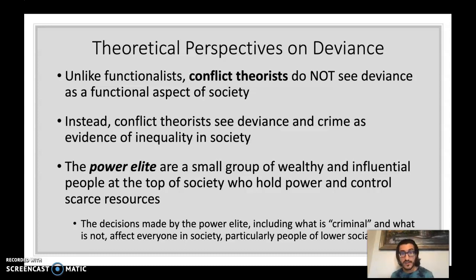So the power elite are a small group of wealthy and influential people at the top of society who hold power and control of scarce resources, and conflict theorists are going to say that the decisions made by the power elite, including deciding what is criminal and what is not, and how to punish criminal acts, affect everyone in society, but particularly people of lower social classes. And again, that intersection of race is very important to recognize as well.